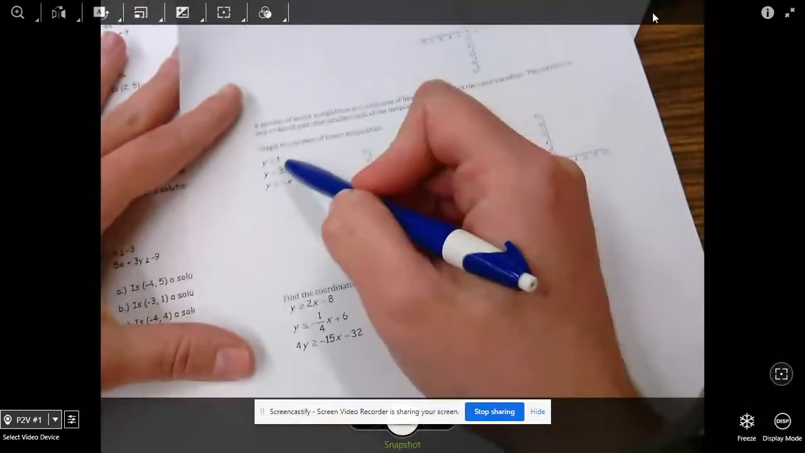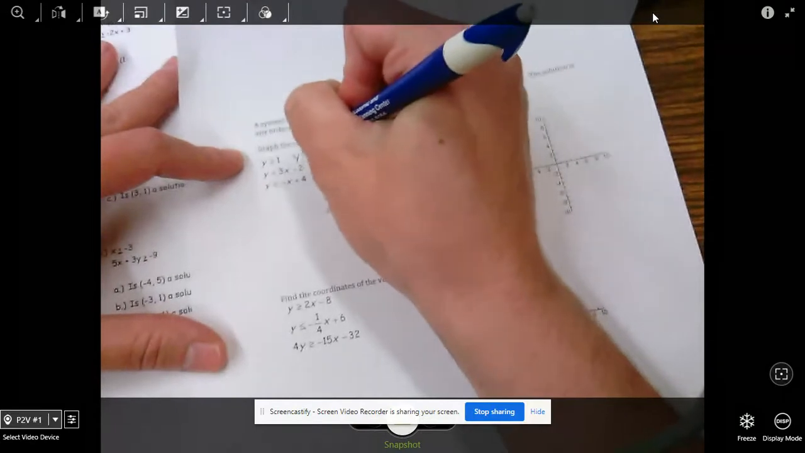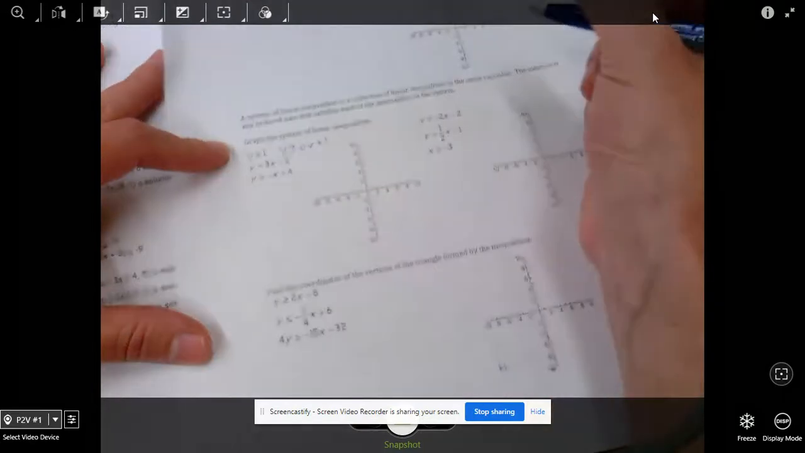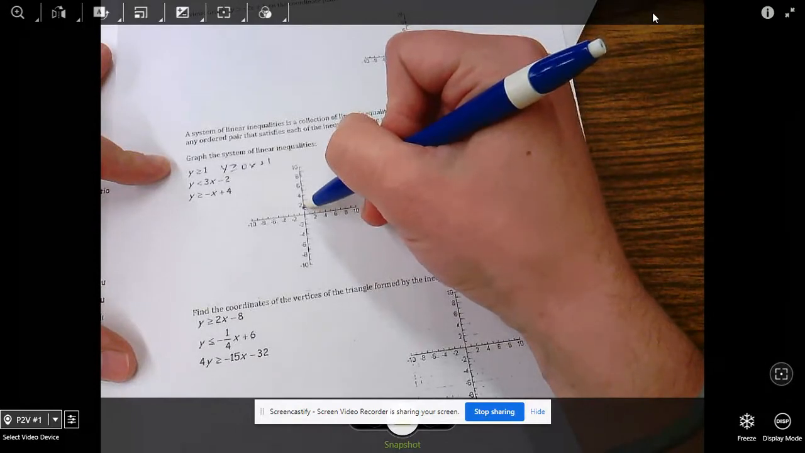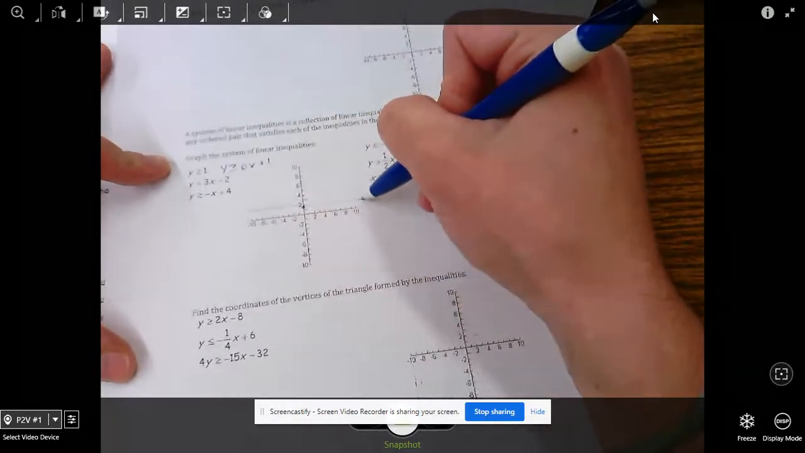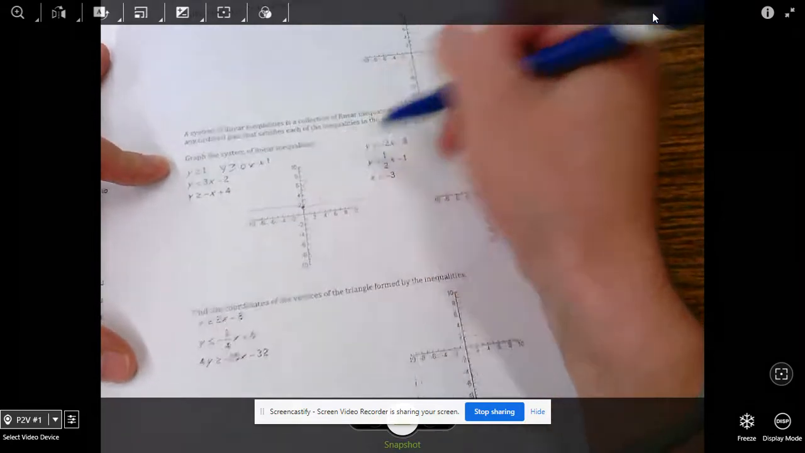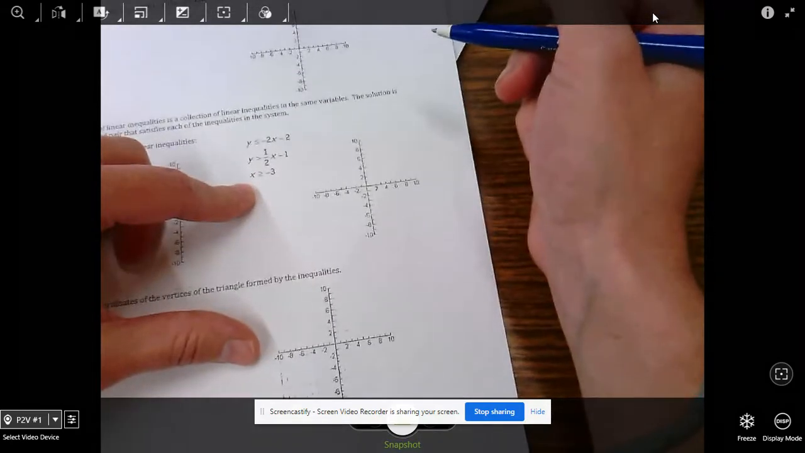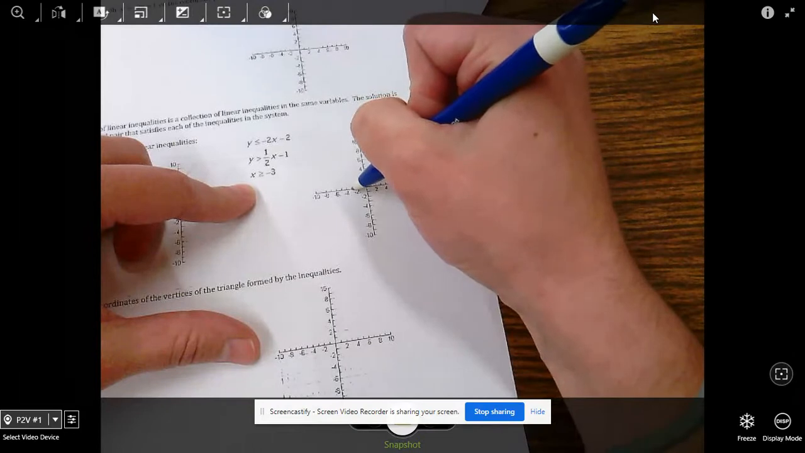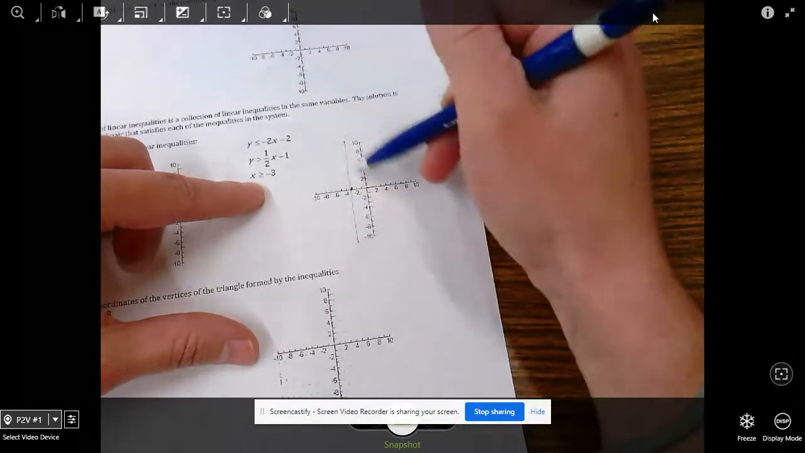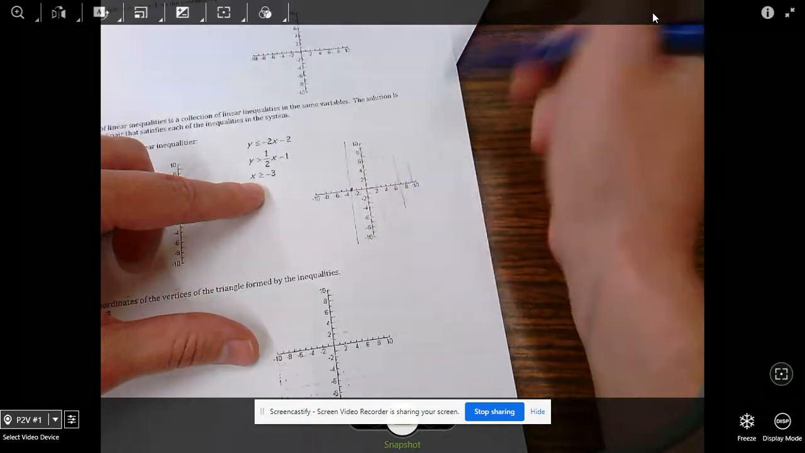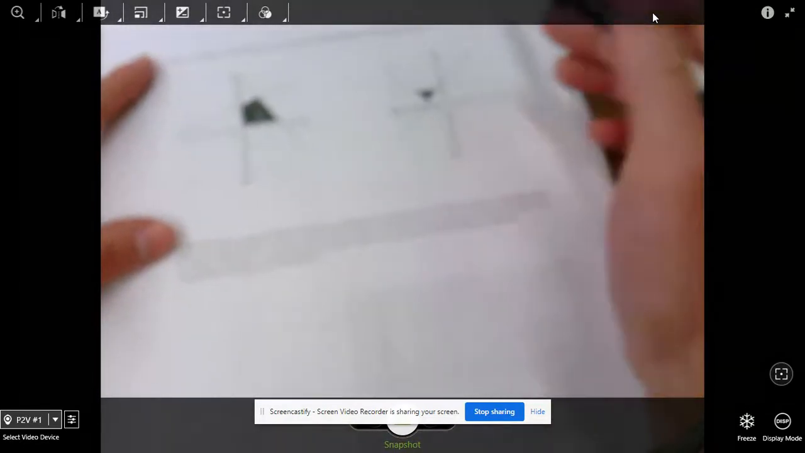Now say you get something like y is greater than 1. Realize that your slope is 0. So you would go to 1. Your slope is 0. You'd shade this way. For x, you go on the x-axis to -3, and there's no slope. So it's straight up and down, but where x values are greater than. That's it. Okay? Here, you're writing the equations.